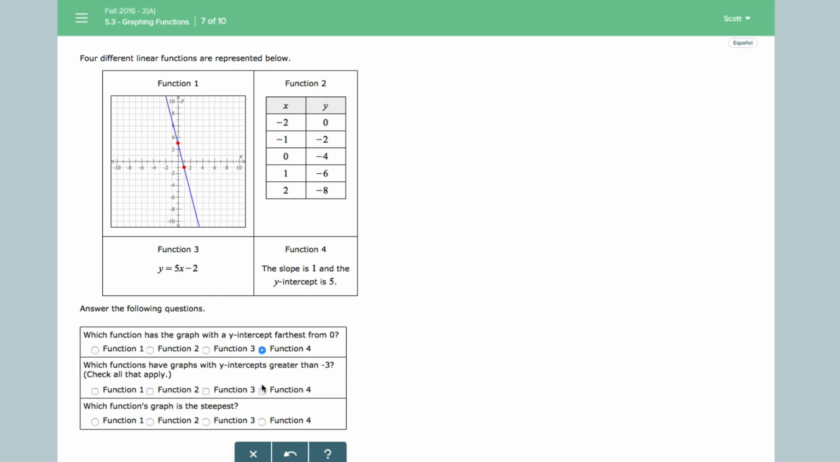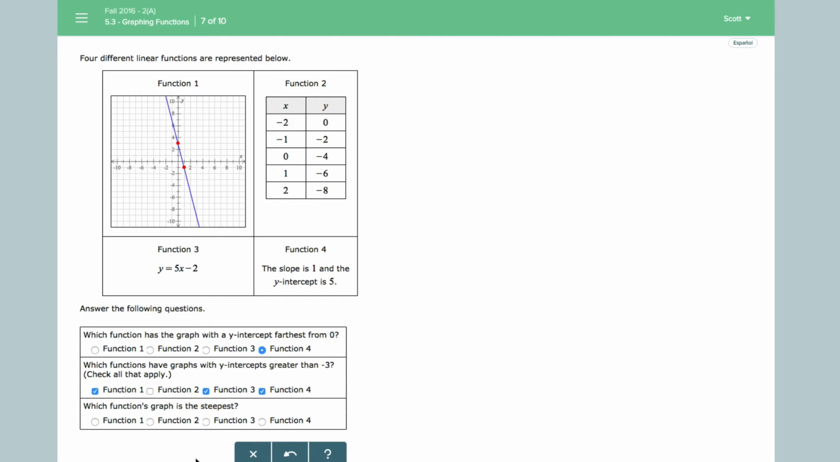Which functions have graphs with a y-intercept greater than -3? And that's just as it sounds, higher than -3. So that one's higher than -3, so function 1. That one's lower than -3, so not that one. That one's -2, that's higher than -3. And function 4, the y-intercept is 5, that's higher than -3.